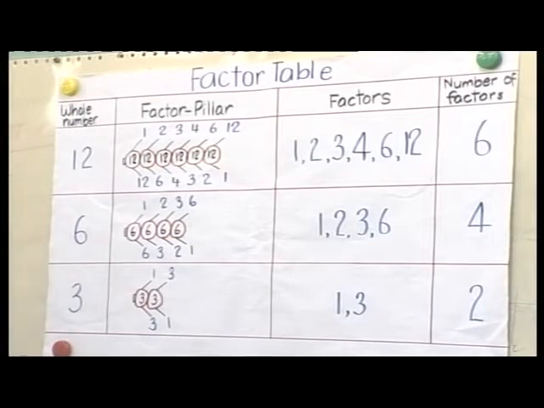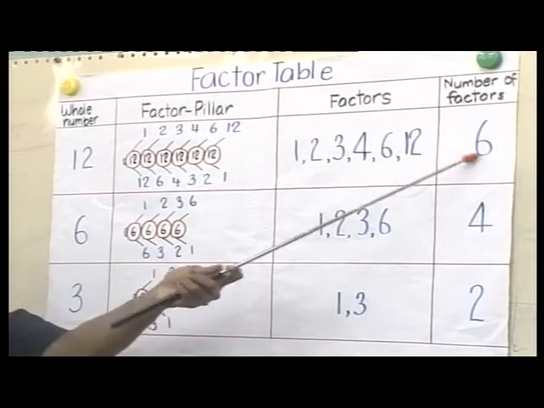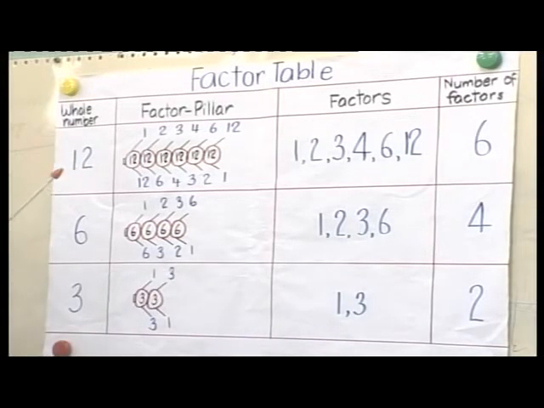When you multiply these numbers together, it gives you a product. Those numbers that are being multiplied are the factors of that number, that product. So how many factors are there for 12? 6. Okay, good.